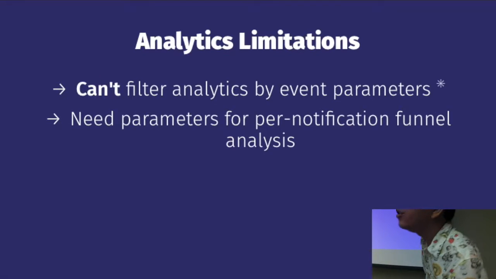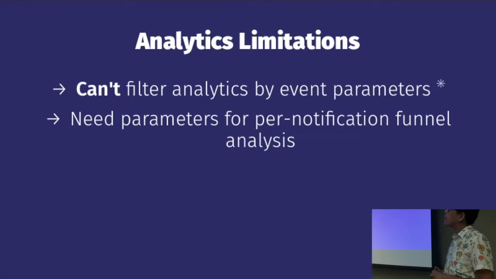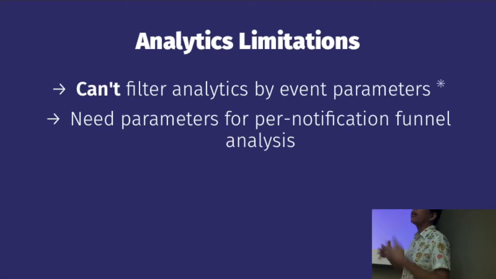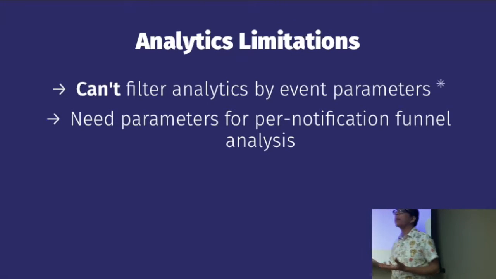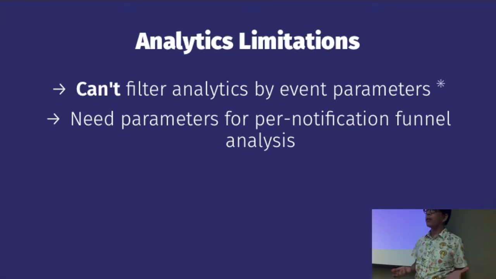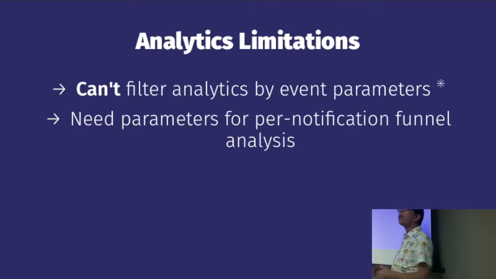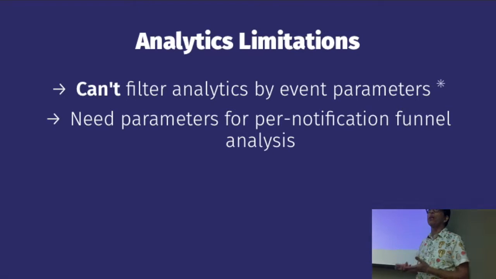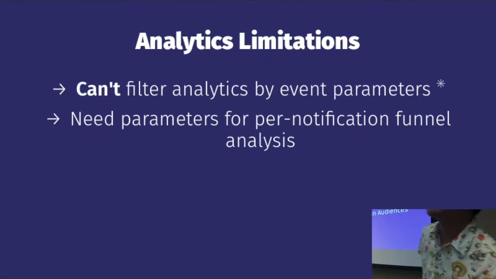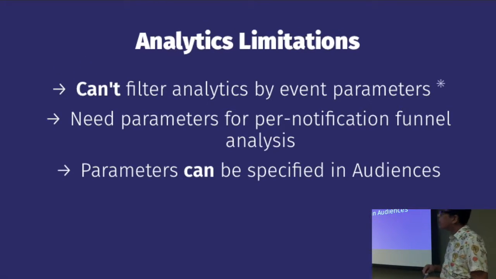In order to be able to do a per notification funnel analysis, though, I need to be able to get at that item ID. It's one data point to be able to say, of all the notifications I've ever sent, how many have been opened. But I would like to see, on an individual basis, did more people tap on this notification than another one? And for that, I need to be able to filter those events by one of the parameters that I set on it. The only place in the analytics console that you can specify a parameter is in audiences.